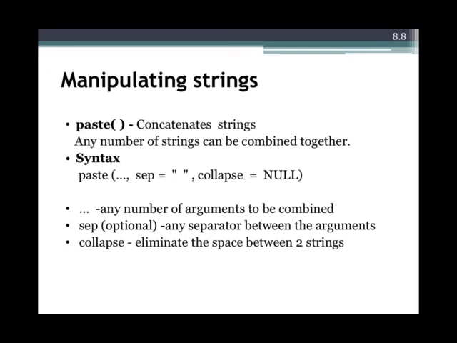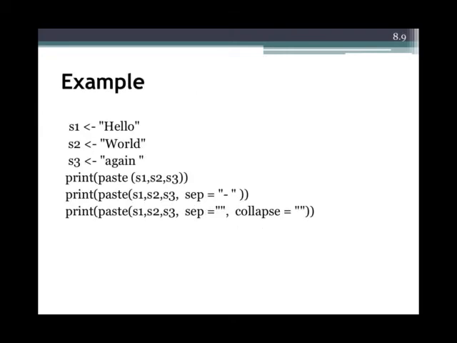The syntax is you have any number of strings, specify a separator between the strings which are to be attached, and specify whether the space between the strings has to be removed. So we have the parameter collapse. If the value is null, then the space between the strings will be removed. We have three strings here, S1, S2, S3, which contain the words hello, world, and again respectively. That is, S1 is hello, S2 is world, S3 is again.